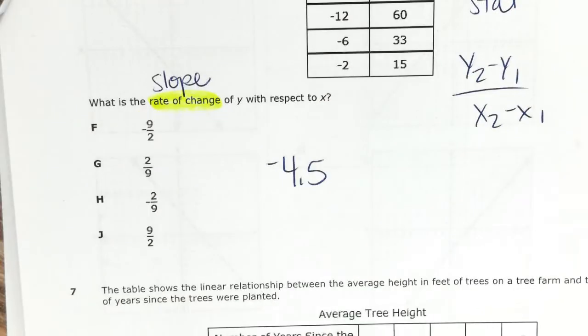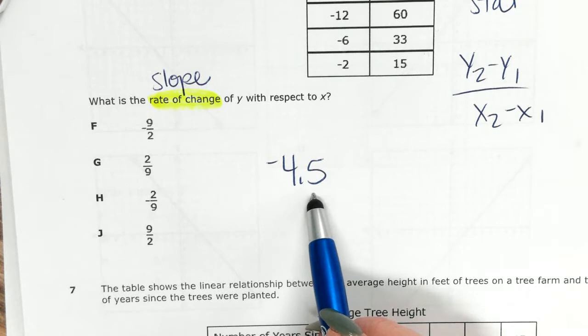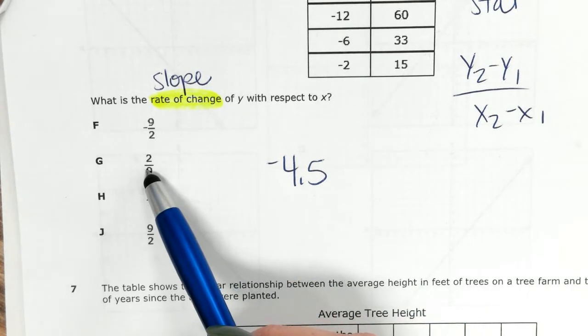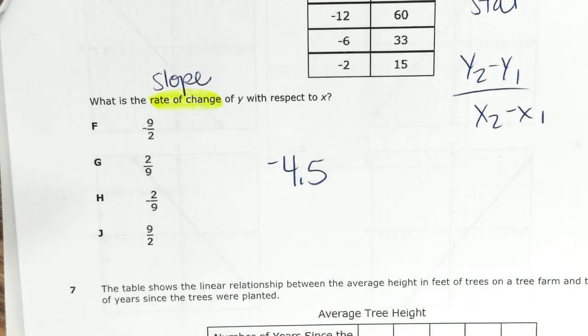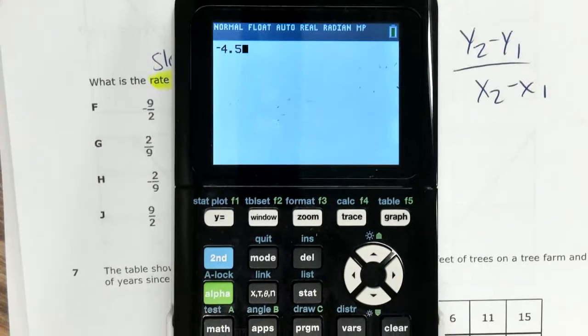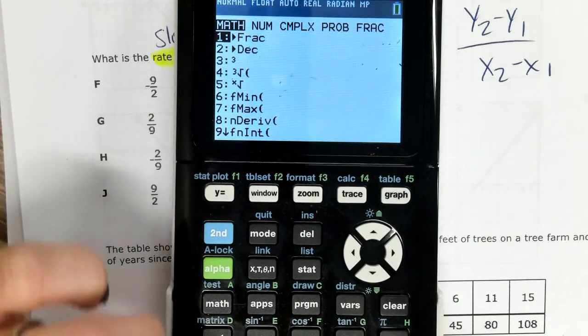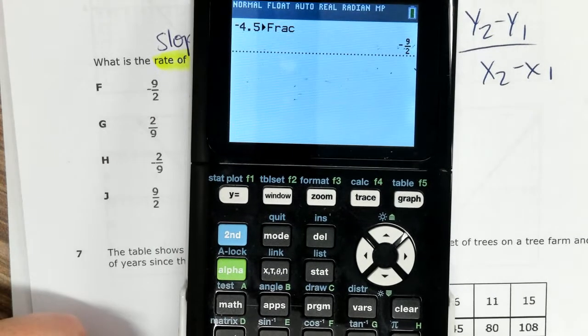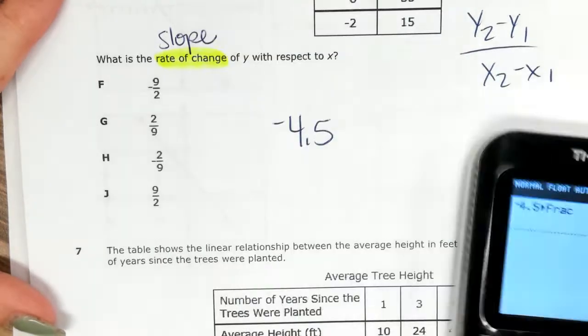But none of my answers look like that. Then do what? Change this to a fraction or change those to decimals. It's that simple. So negative 4.5. How do I do that in my calculator? Math, fraction, enter. And there's my answer. Negative 9/2.